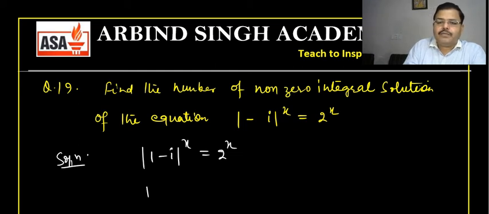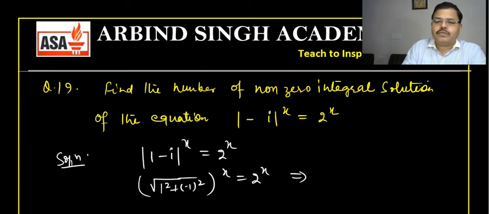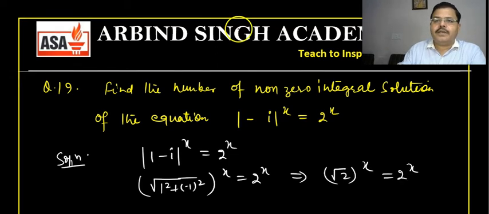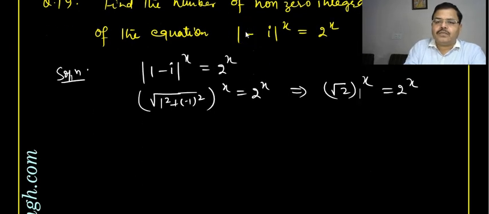Now, we can write it: mod of 1 minus iota. Mod is nothing else but modulus. If you find it, then what will happen? That will be under root of 1 square plus minus 1 square, and whole to the power x is 2 to the power x. So this will be under root 2 whole to the power x is equal to 2 to the power x. Now that can be written as 2 raised to the power x. Root 2 is nothing else but power half. So it will be 2 to the power x by 2 equal to 2 to the power x.